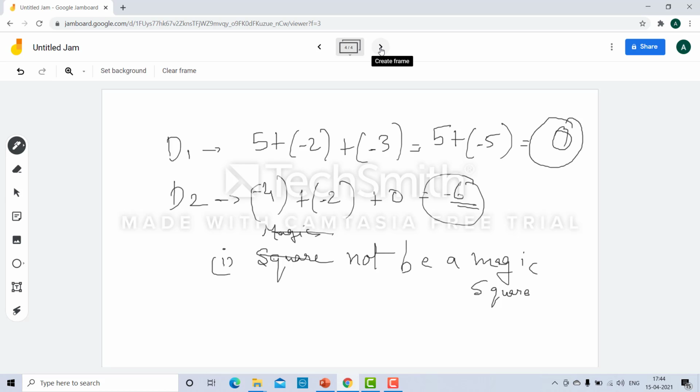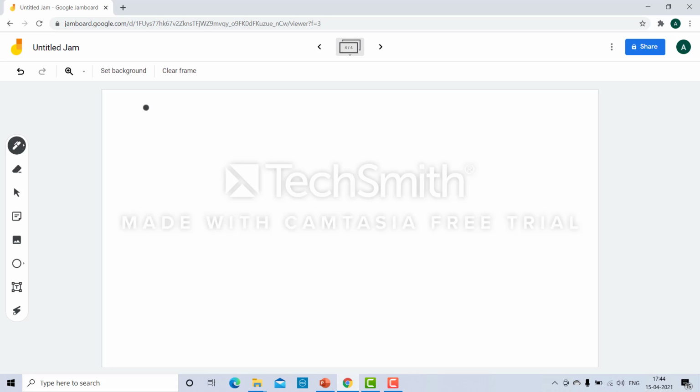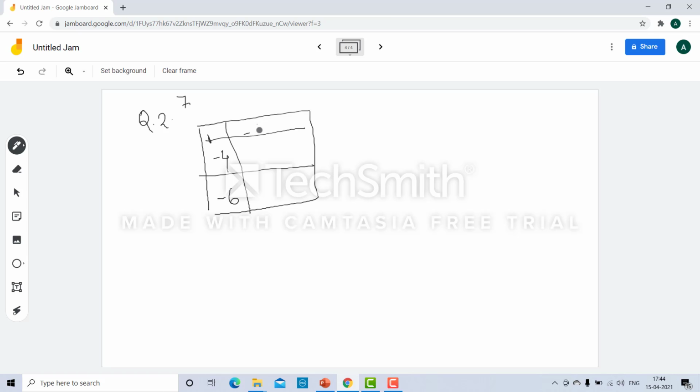Now similarly, we will solve our question number 2. So children, in question number 2, let us draw the square. What are the numbers we have? The numbers are 1, -4, -6. Then we have -10, -3, +4. Then we have 0, -2, -7. So children, this is our row 1, this is our row 2, and this is our row 3.